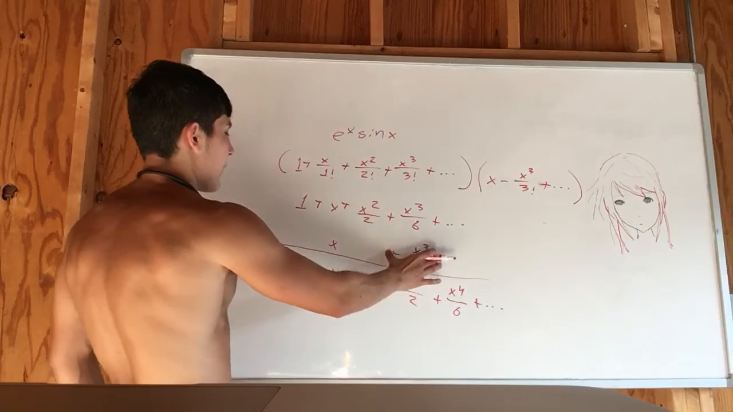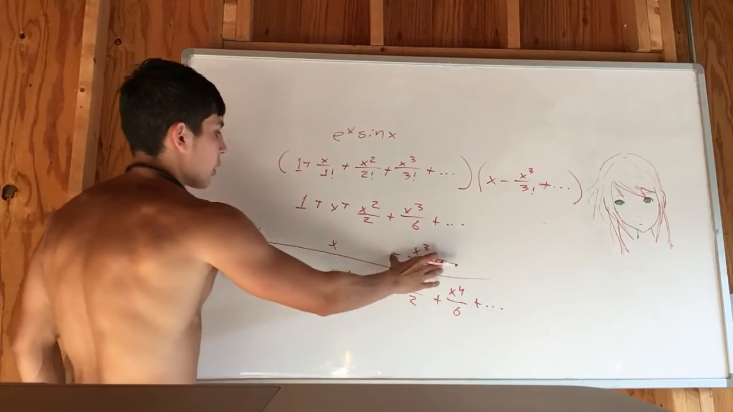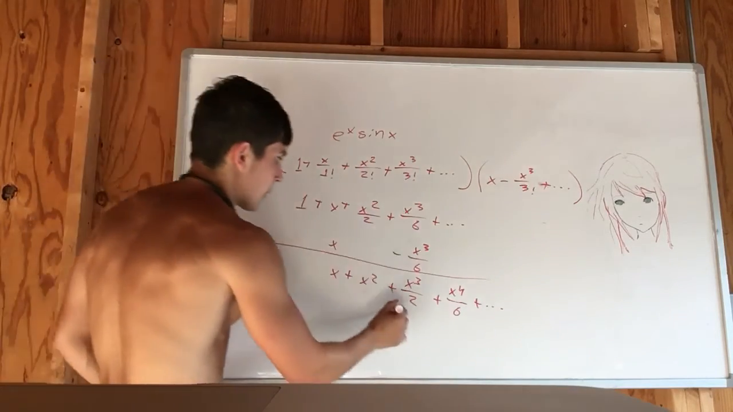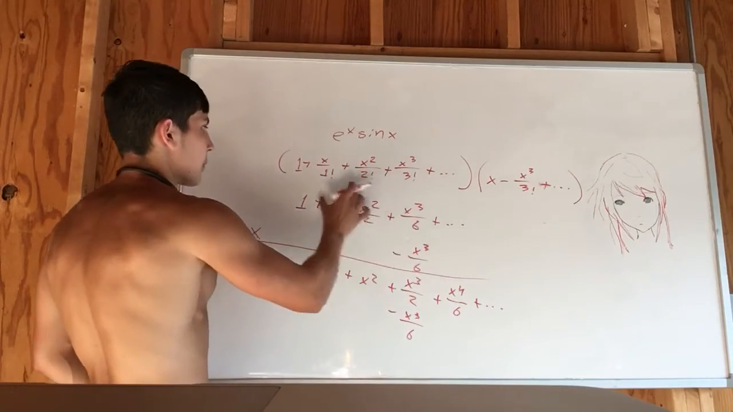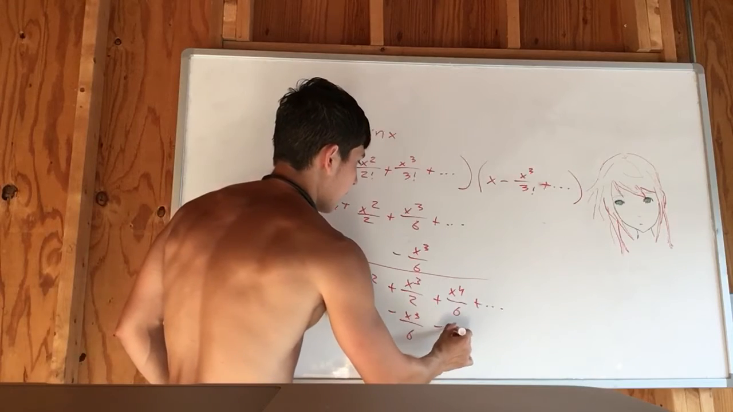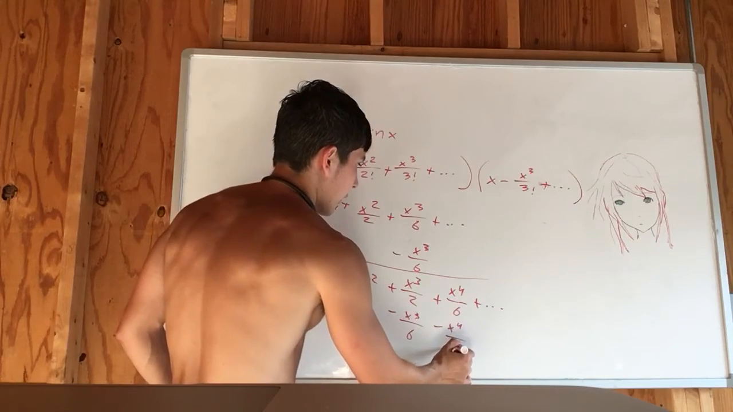Then we do the same thing. We multiply this out to everything. So when we multiply this to this, you're going to get negative x cubed over 6. Then we multiply this to this, you get negative x to the 4th over 6.